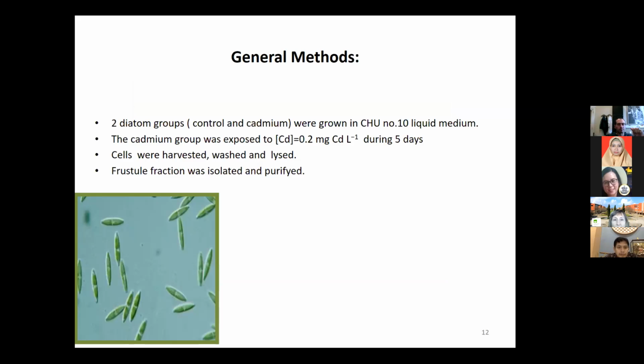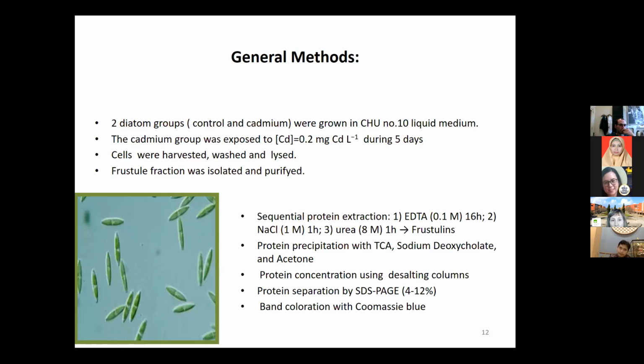So the methods used were, first, we grew diatoms in two conditions, a control one and another one to which we added cadmium at a concentration of 0.2 milligrams of cadmium per liter during 5 days. Then cells were harvested by centrifugation, washed, lysed, and then the frustule fraction was isolated and purified. In this purified fraction, we made a sequential extraction, first with EDTA with agitation for 16 hours, then with sodium chloride and urea, and we obtained different fractions of frustule proteins. These different fractions were precipitated with TCA, with sodium deoxycholate, and with acetone. And then the proteins were concentrated using desalting columns.